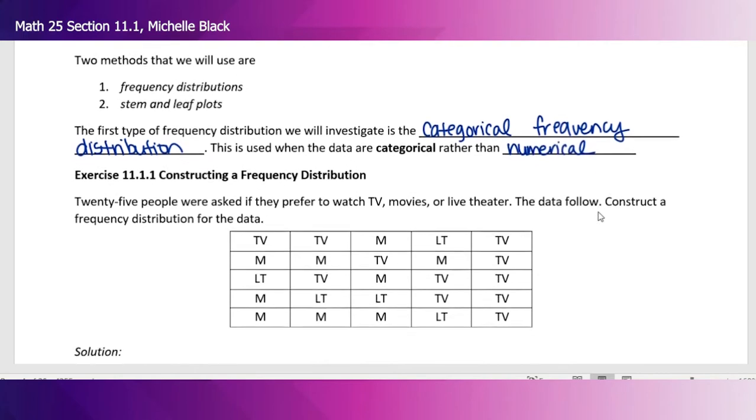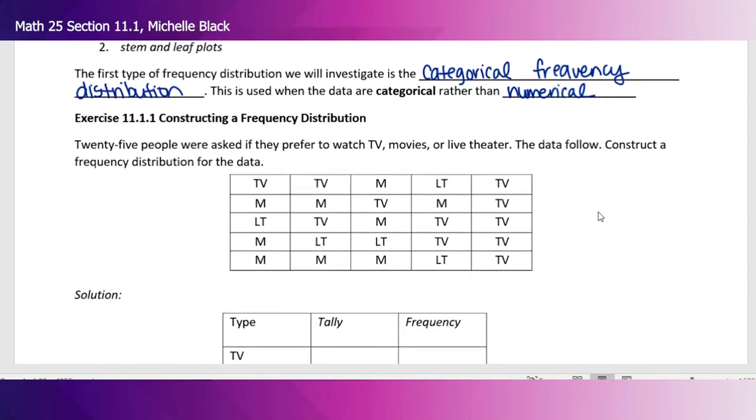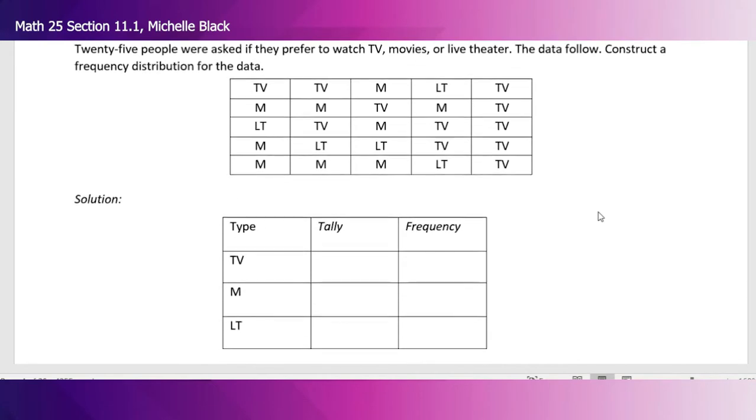Let's look at an example using categorical data. Exercise 1. Constructing a frequency distribution. 25 people were asked if they prefer to watch TV, watch movies, or watch live theater. The data follow. Construct a frequency distribution for the data. So all you need to do is tally up the number of responses for each category.